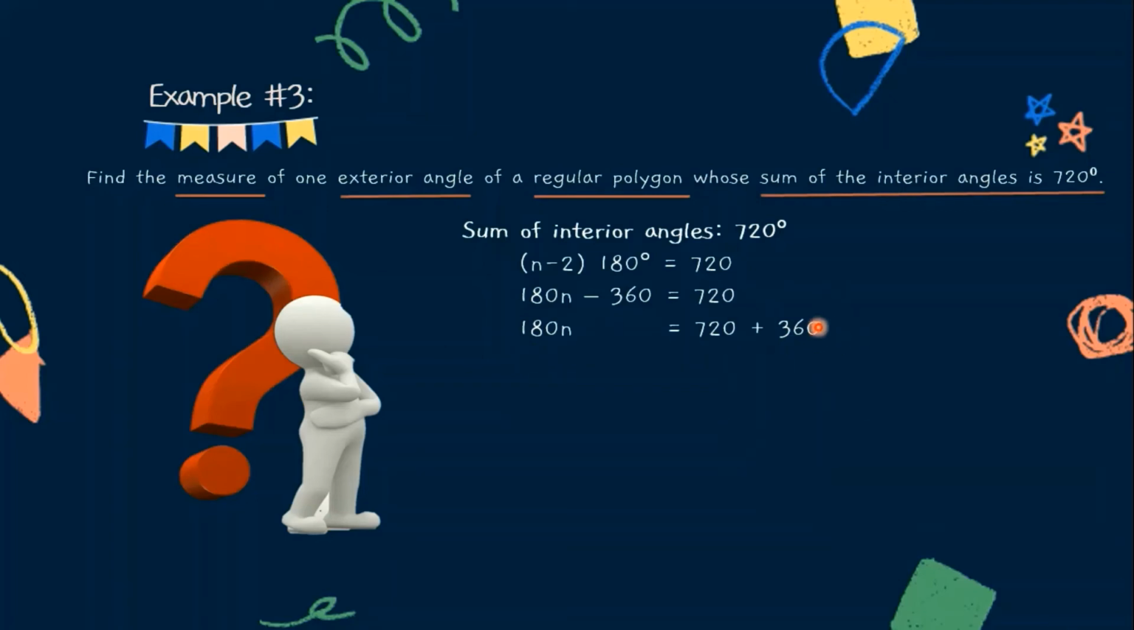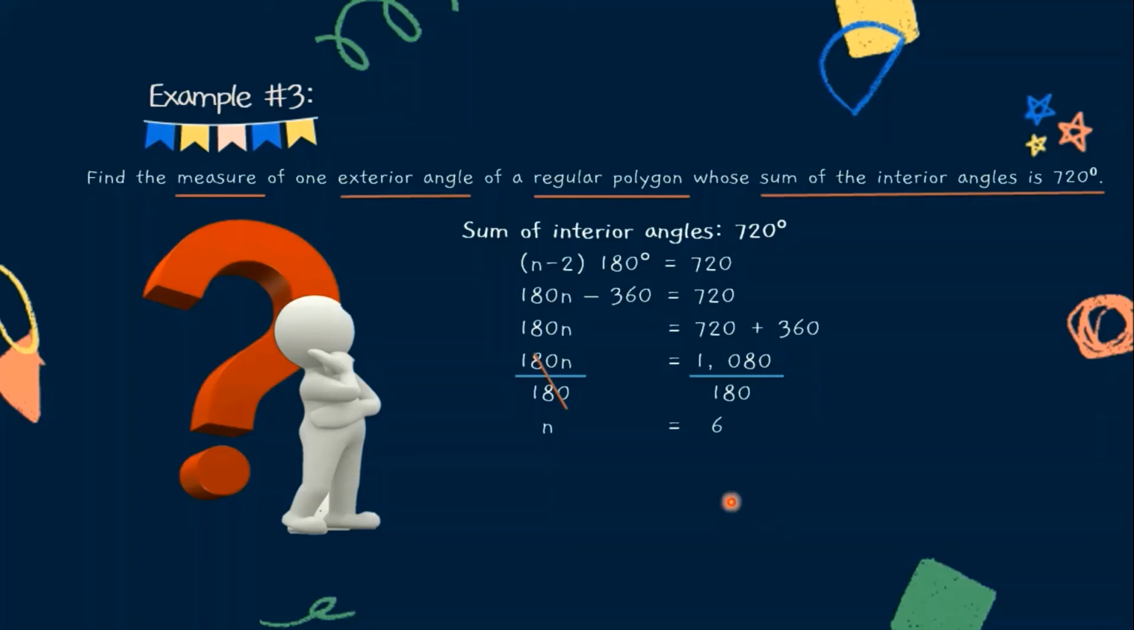Naging plus 360 siya dahil babaliktarin na natin yung sign. Pag nag-transpose tayo from one side to another, mababaliktad. So, from minus, naging plus na siya. Perform the operation. 180n is equal to 1080. This is the sum of 720 and 360. Divide both sides by 180.